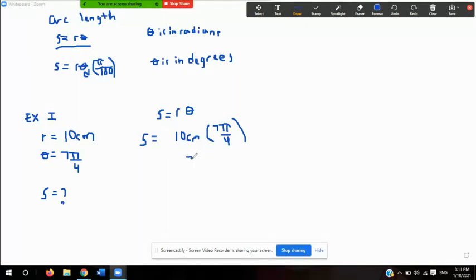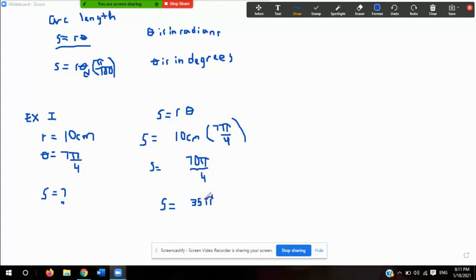So 10 times 7 is 70, and that would be 70 pi over 4. However, we can reduce the fraction. 70 is an even number, divisible by 2, so I reduce the fraction by dividing everything by 2. My final answer is that the arc length, or S, is going to equal 35 pi over 2. Again, we divide by 2, so 70 divided by 2 is 35.